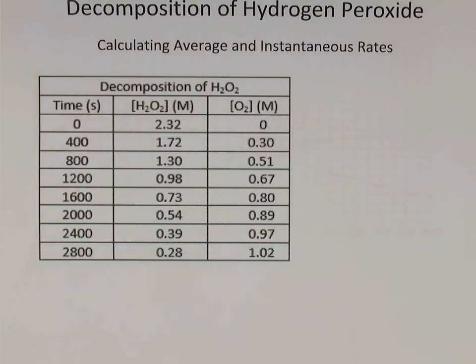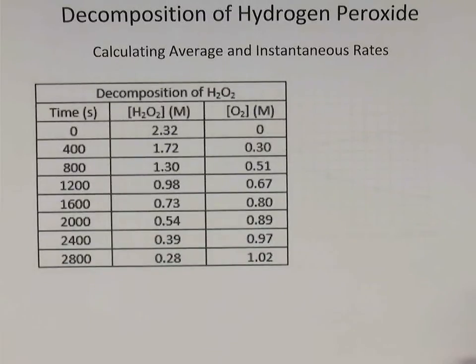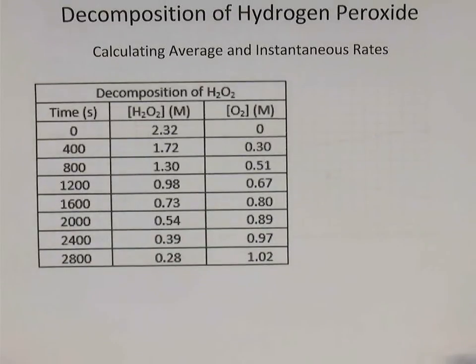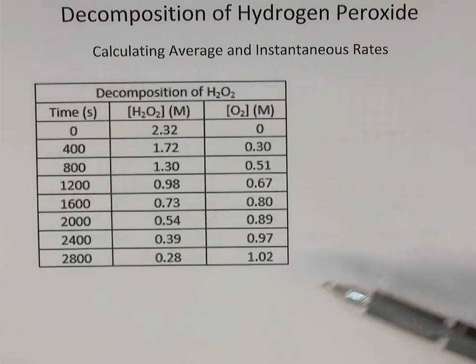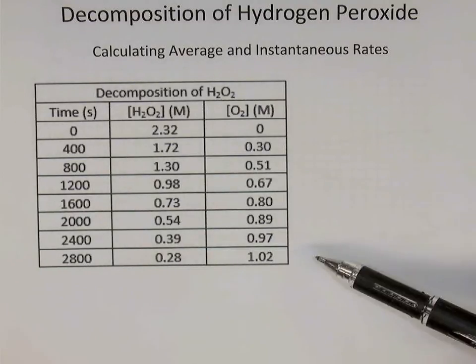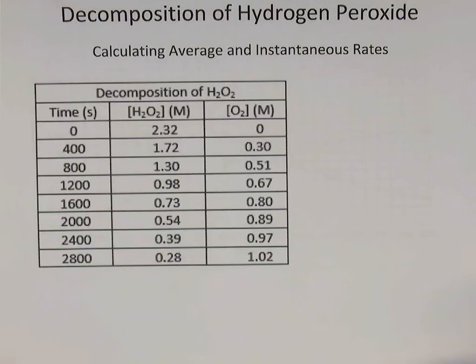In this video, we're looking at the decomposition of hydrogen peroxide in order to illustrate how to find average and instantaneous rates of reaction. We'll do it using data expressed in a table like this, and then we'll also look at a graph and graphically determine these rates as well. So somebody is looking at the decomposition of hydrogen peroxide.